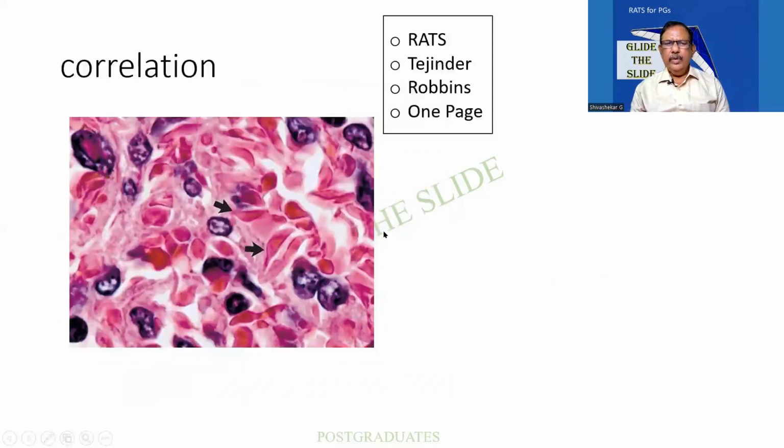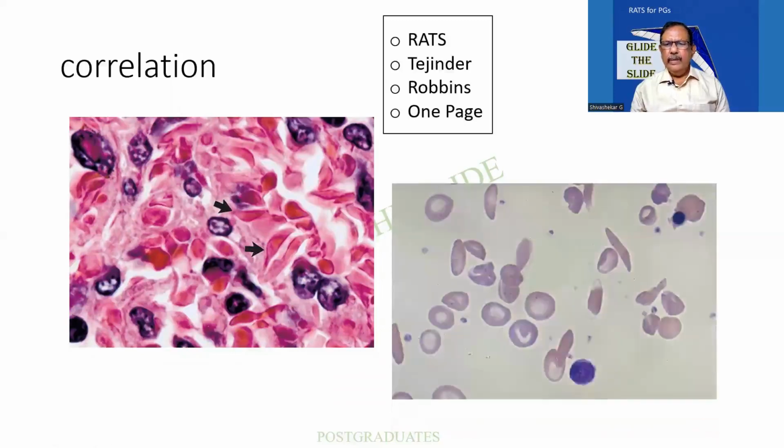I would like you to kindly correlate this with the next one. Generally, when we see something like this, we do ask for the peripheral smear. And a peripheral smear will be showing definitely sickle cells. So even if there is a doubt, there can be a sickling test that can be done. And these are my sources of references.